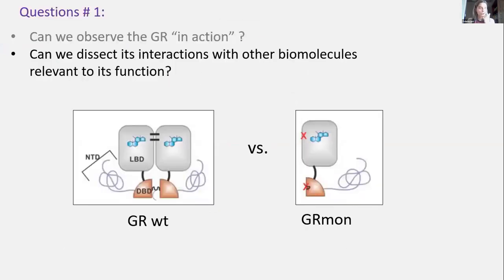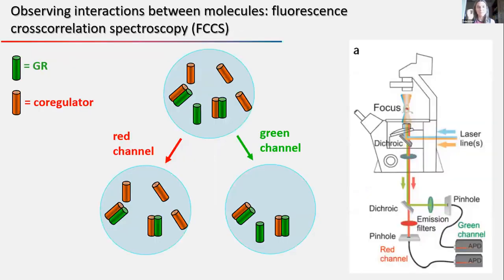So let's go to the second question. Can we dissect the interaction between the receptor and other biomolecules relevant to its function? And I will show you just one of the experiments we did to answer this question. To do that, I have to introduce a second technique very related to FCS. This is fluorescence cross-correlation spectroscopy.